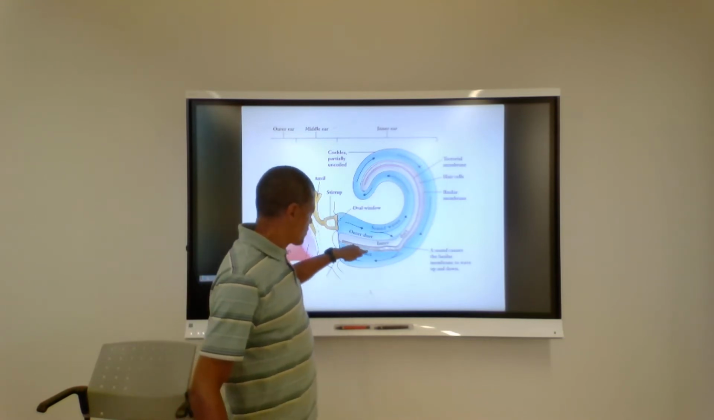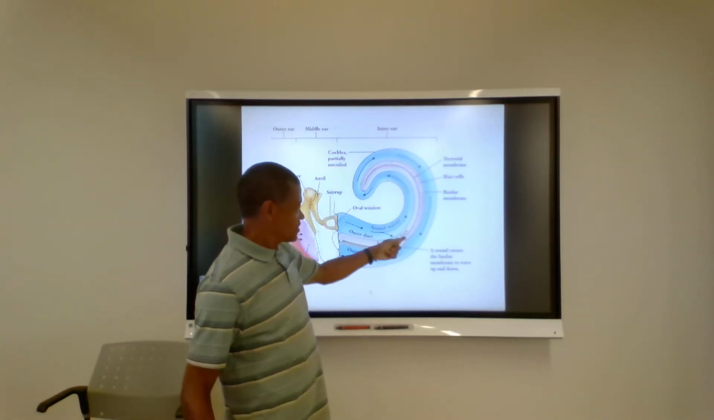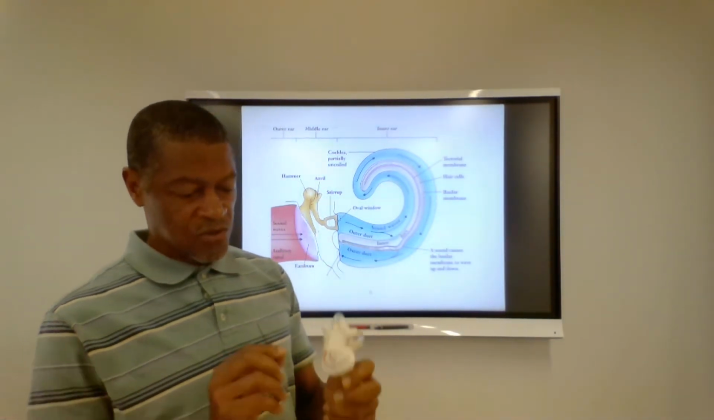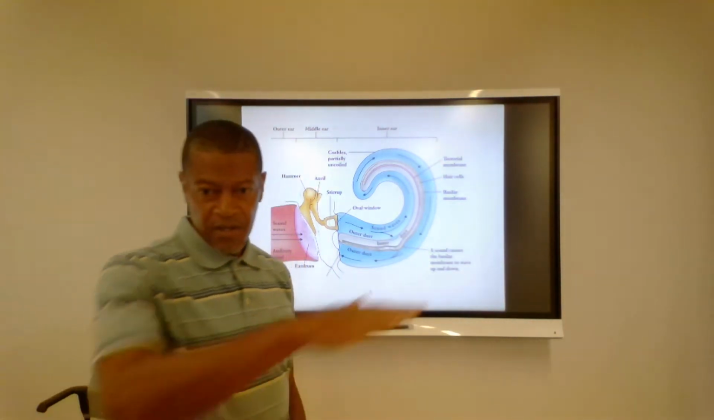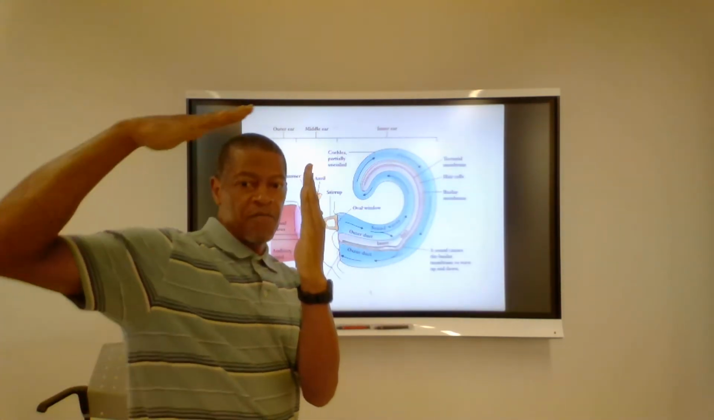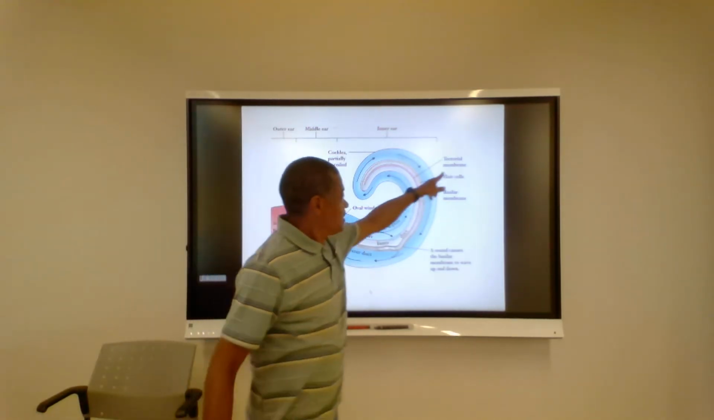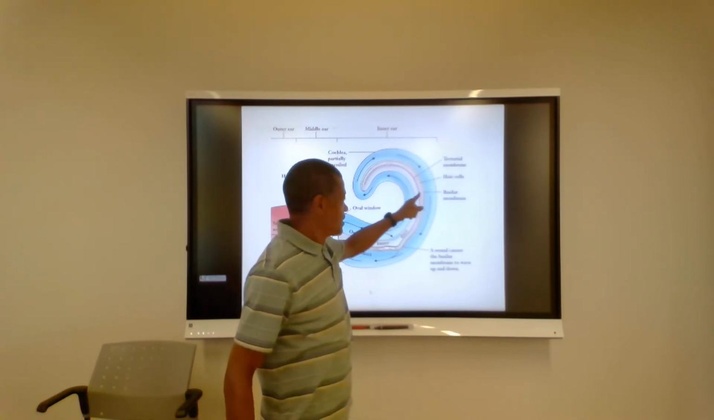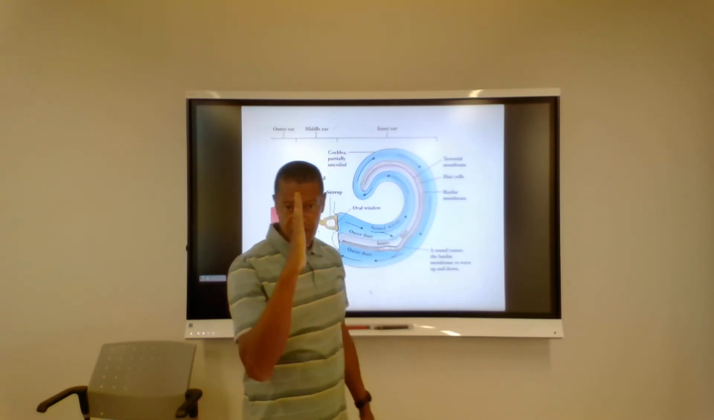On the bottom part of the cochlea is the basilar membrane. We see those stripes. Those stripes are really hair cells. So hair cells sit on the basilar membrane. Above the hair cells is another membrane called the tectorial membrane. It's in purple in this image here. Basilar membrane, like gray, purple, tectorial, in between that, hair cells.